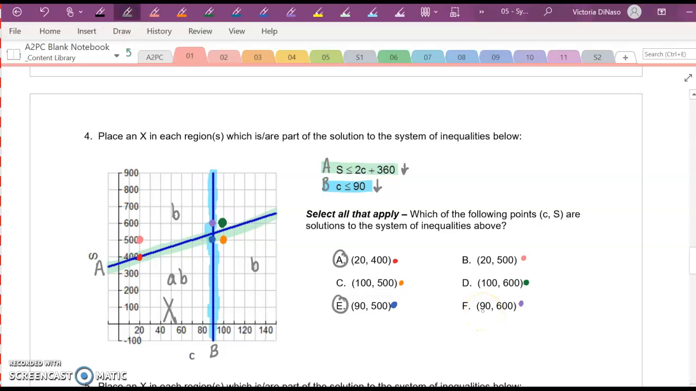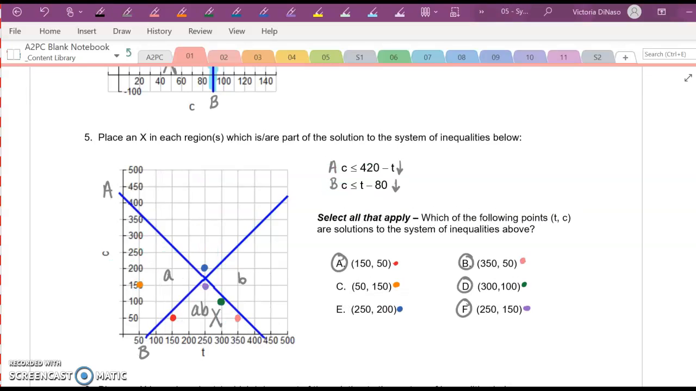Letter F too. Just realized that I wrote this wrong. So letter F also, we have 90, 600, and it's on the line. It's on that line, however, it's not below my green line, it's above it. So my only answers are A and E. Go ahead and pause the video and work on number 5.